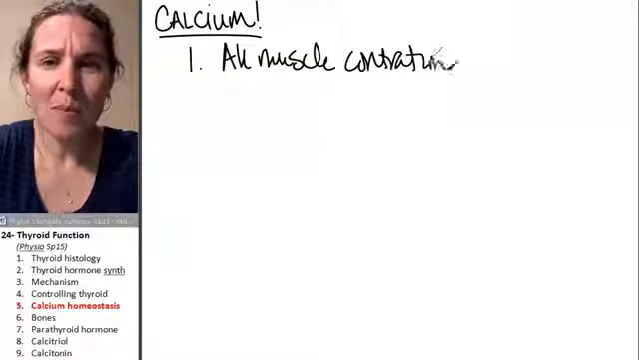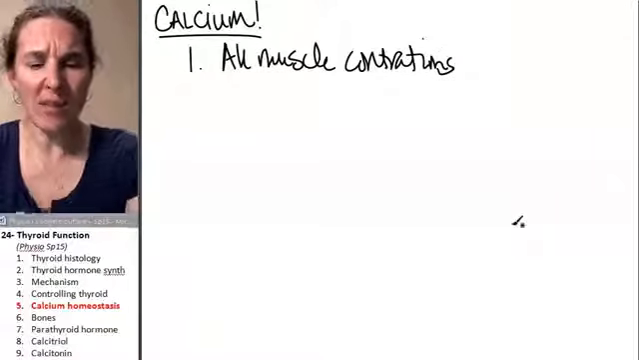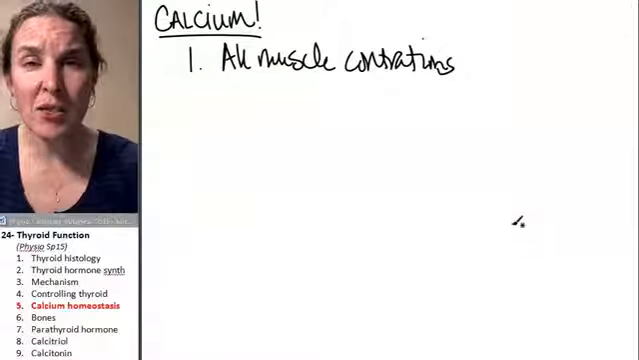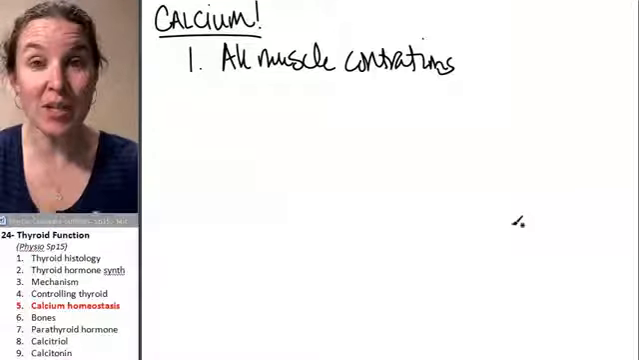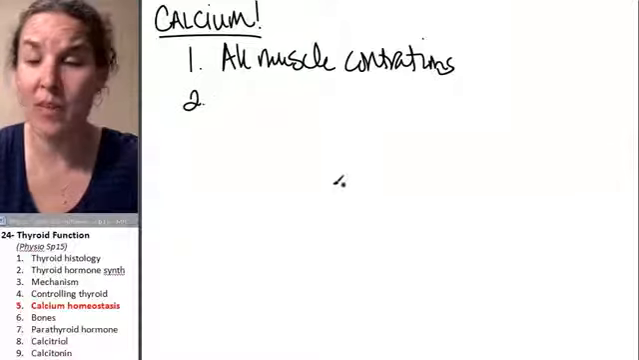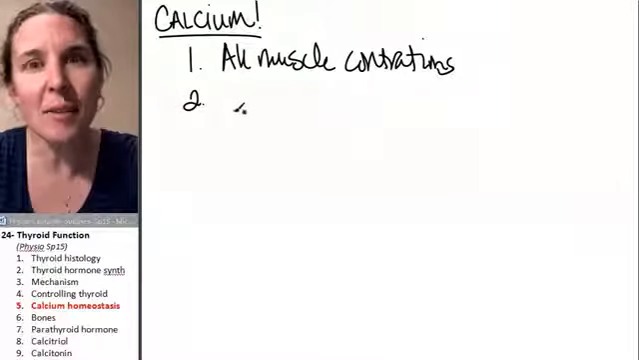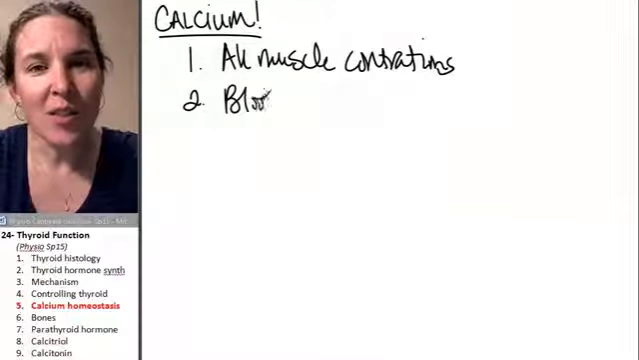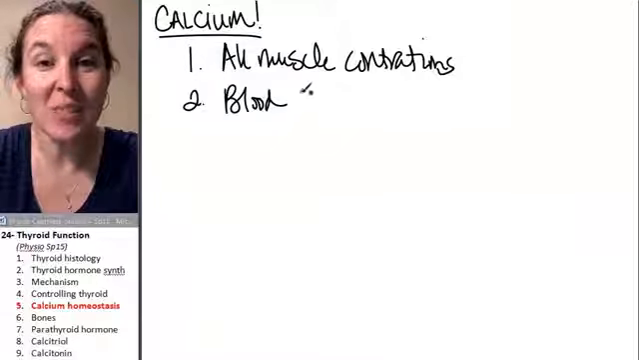Right? Remember how it was involved in cardiac muscle contractions and skeletal muscle contractions, and I can tell you that it's also involved in smooth muscle contractions, even though we didn't learn about that. Calcium. Doggies. We just learned about the role of calcium in blood clotting.